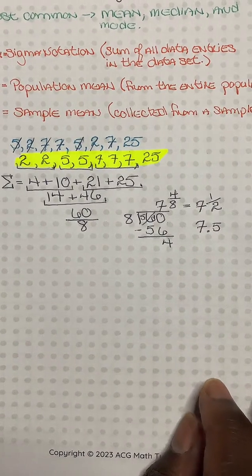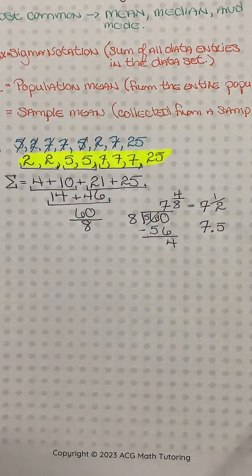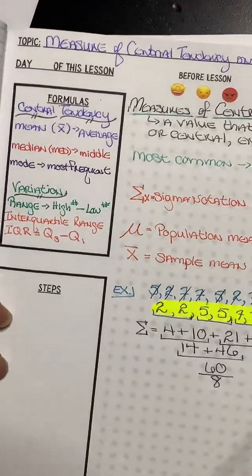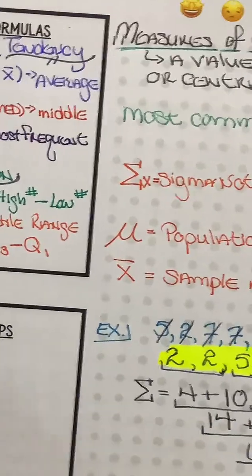Okay? So that's mean. And I can do another one, but we're probably going to do one with a combination of stuff. So now, the next part is the median. Now the median, as I have up here.